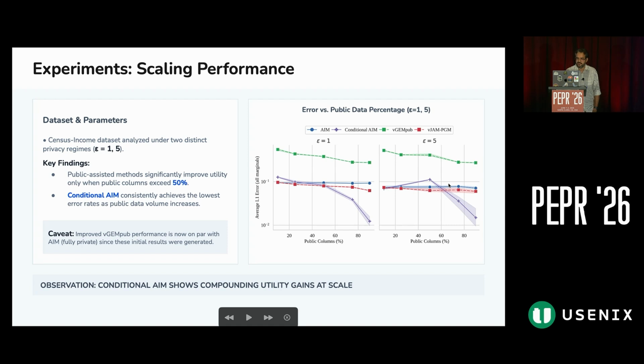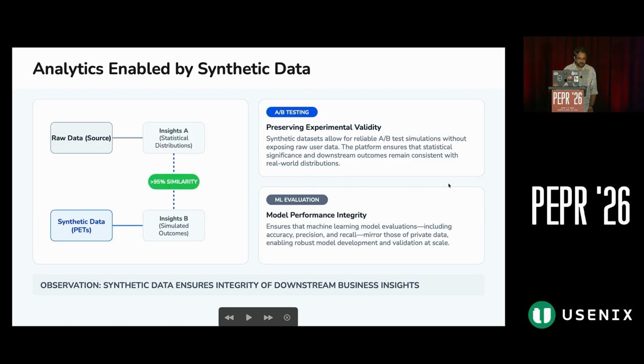We also have replicated these results on wider data sets. So this is the income data set with like 50 columns, and we see a similar result, which is that after about 40 or 50 columns, these methods start to do so much better, right? And I want to spend only the last 2 minutes to talk about a couple of applications that we found that synthetic data was really good at.